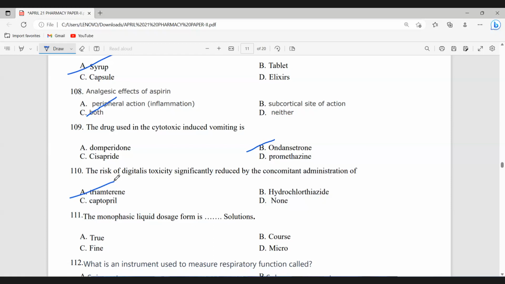Then captopril is also given. Captopril is an ACE inhibitor used to treat high blood pressure and heart failure. But it does not have any effect on digitalis toxicity.